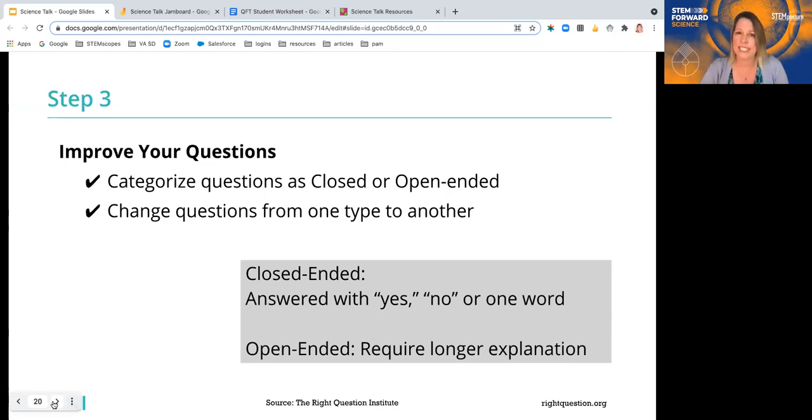So for our purposes today, a closed-ended question is answered with a yes or a no, or one word, meaning we can close that with just a word. And open-ended would require a longer explanation.